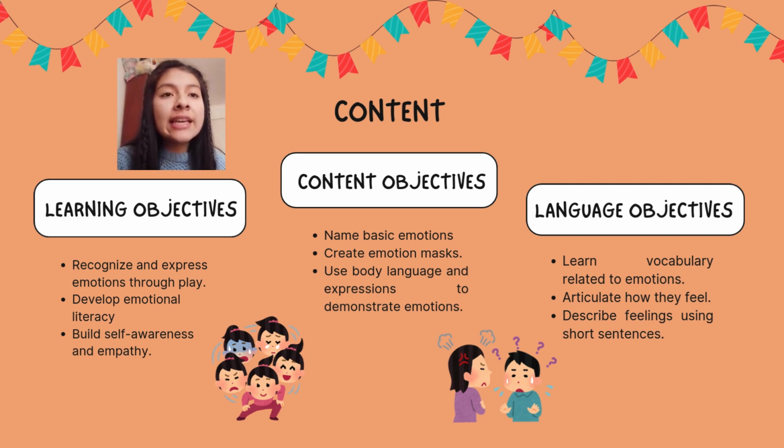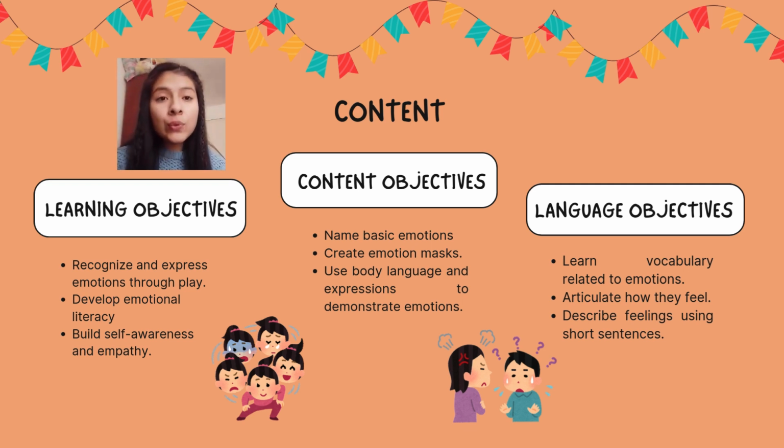In relation to the content, this part will be divided into three sections. Number one, learning objective, number two, content objective, and number three, language objective. In this section, learning objective, children will learn to recognize and express their emotions through play. Also, students will develop emotional literacy by identifying different emotions and associating them with facial expressions and body language. Students will build self-awareness and empathy by learning to identify emotions in themselves and others.